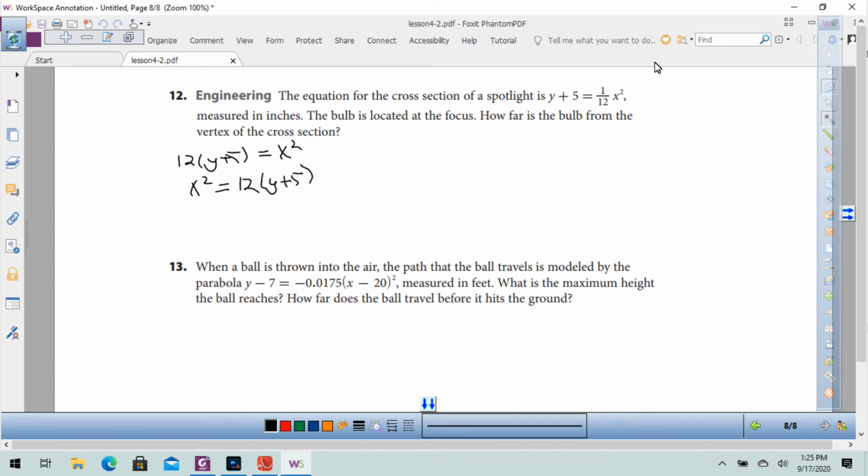And remember, the equation is x squared equals 4py. So I'm going to divide this 12 by 4. 12 divided by 4 is 3. So x squared equals 4 times 3 times y plus 5. So my p is 3. P equals 3. So the bulb is 3 inches from the vertex of the cross section.